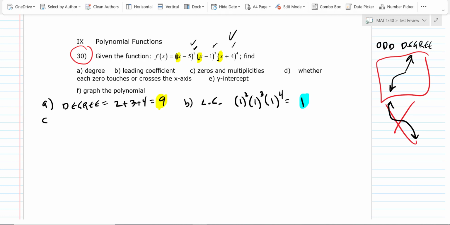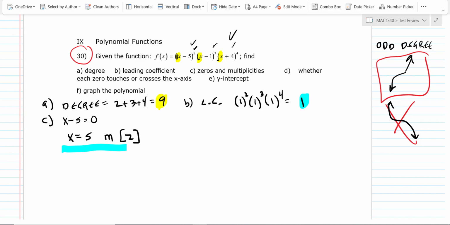Now notice this is already factored, so you can do this in your head. You have x minus 5 is a factor, so that gives x equals 5. Its multiplicity is the 2, that's the power. You can do all this in your head. So that would be a zero of 5, multiplicity of 2.